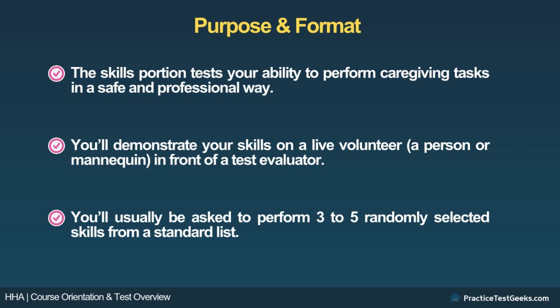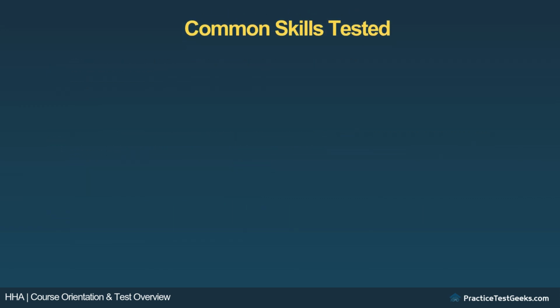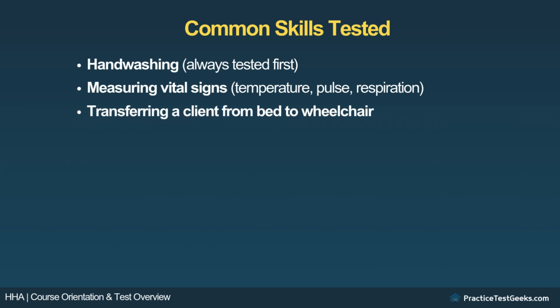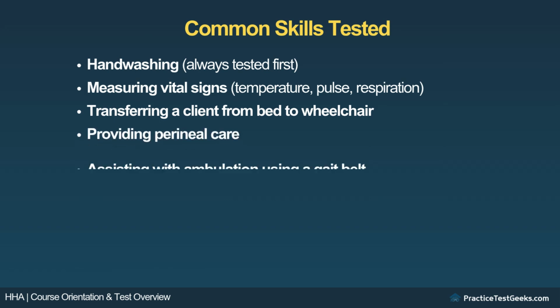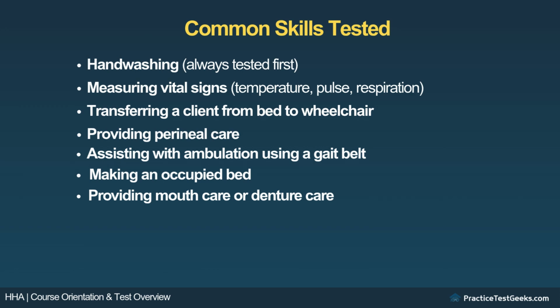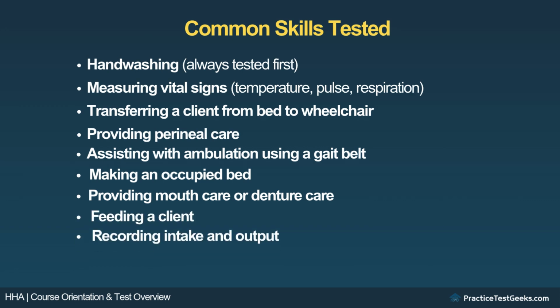Common skills tested. Here are some of the most frequently tested skills on the HHA exam. Hand washing, always tested first. Measuring vital signs: temperature, pulse, respiration. Transferring a client from bed to wheelchair. Providing perineal care. Assisting with ambulation using a gait belt, making an occupied bed, providing mouth care or denture care, feeding a client, recording intake and output, helping with a bedpan.